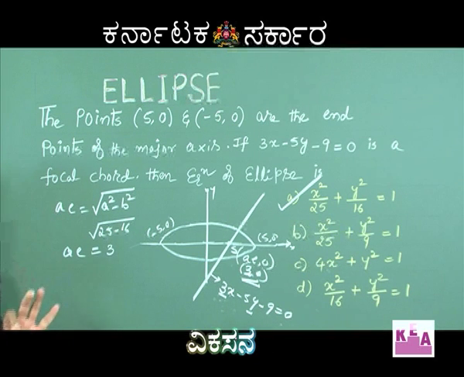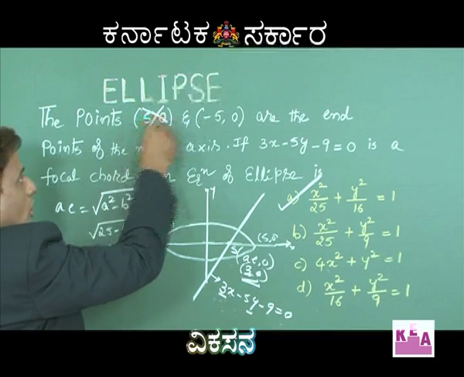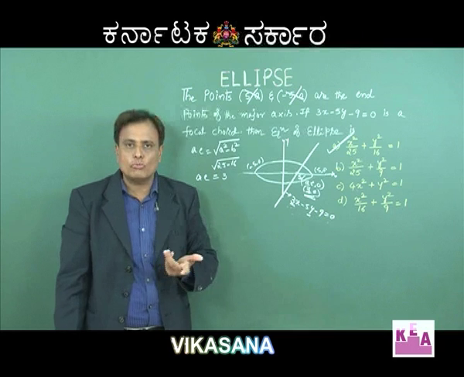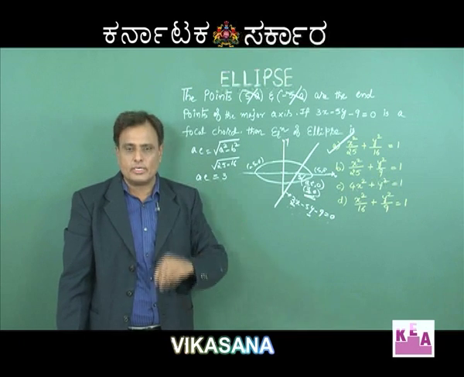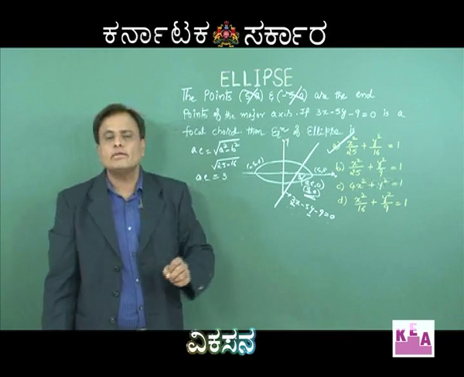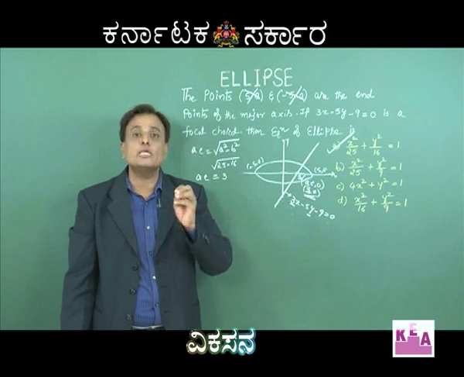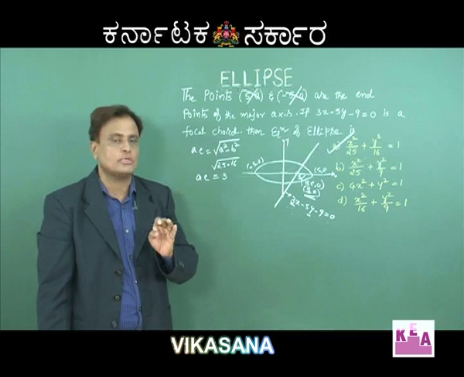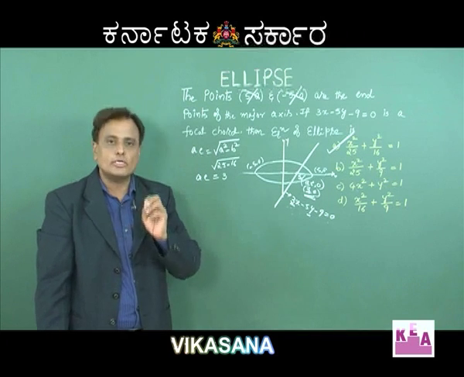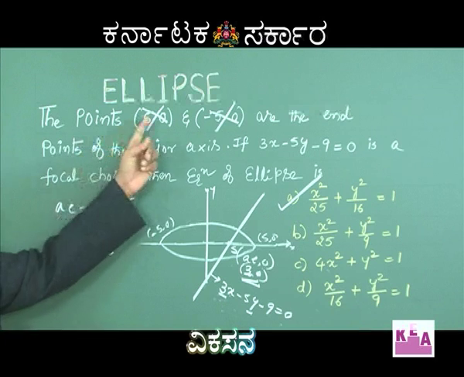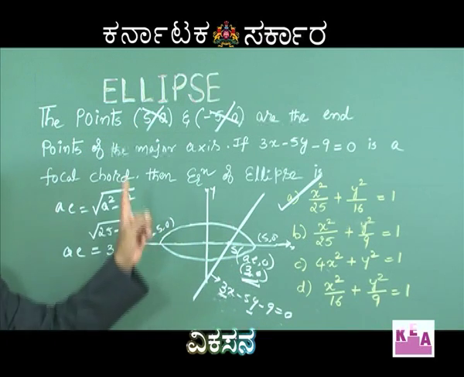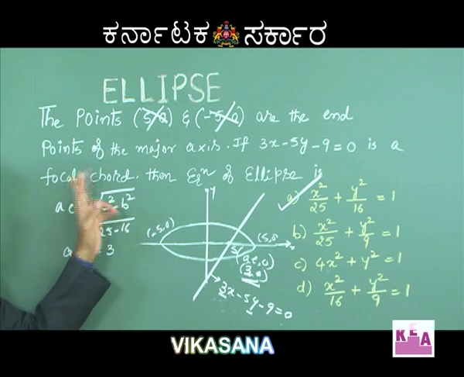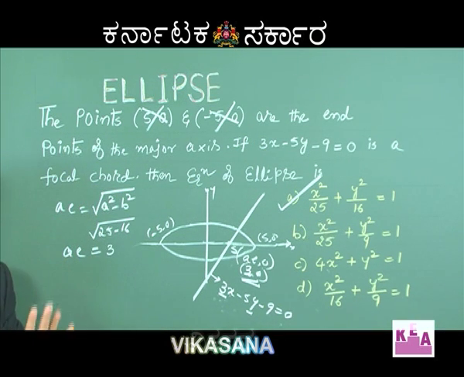Even though in this question there is no role of the ends of the major and minor axis, I have not used them at all. This is the first different example where we have not completely used the given data, it is of no use. Once again I will repeat this question, a really typical question to understand this. (5, 0) and (minus 5, 0) are the end points of the major axis. If 3x minus 5y minus 9 is equal to 0 is a focal chord, then you have to find out the equation of the ellipse.